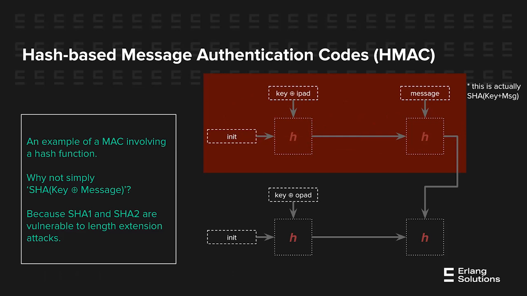So the input is going to be two blocks, and one of them is going to be the key stored with the inner padding, and the other one is going to be the message. And then there is another SHA of the key stored with the outer padding, and the message is the output of the previous round of SHA. That's HMAC.